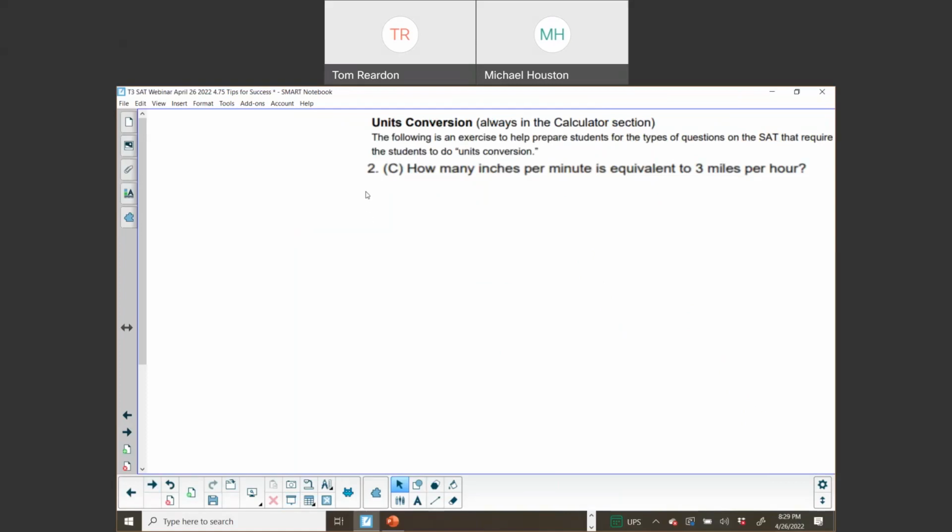So as an example, let's go with this. How many inches per minute is equivalent to 3 miles per hour? Okay, and again, all of these are always calculator questions because there's a lot of multiplication and division you have to do. So let me give you about 20, 30 seconds just to start it, and then we'll come back and look at it. So go ahead.